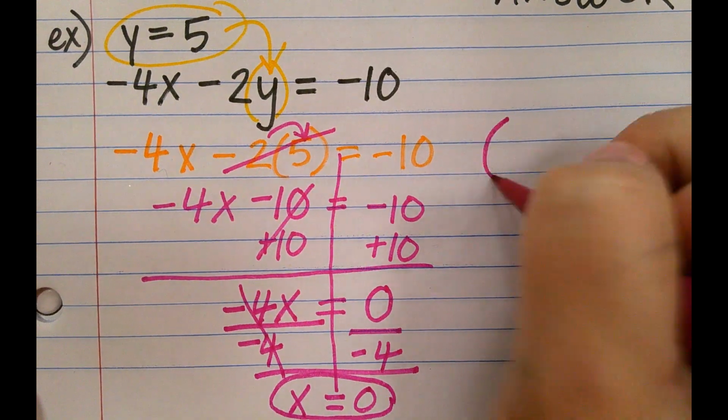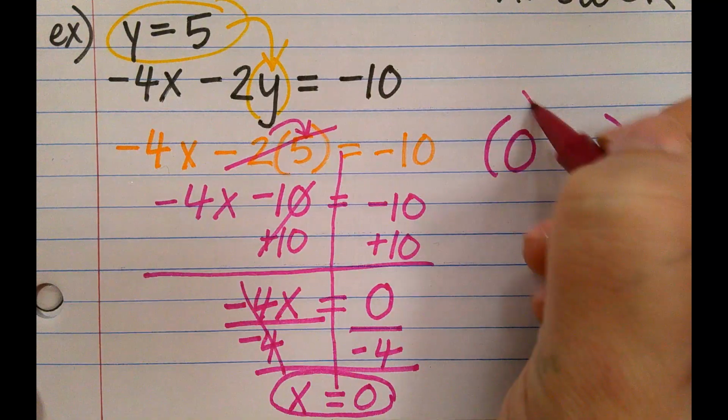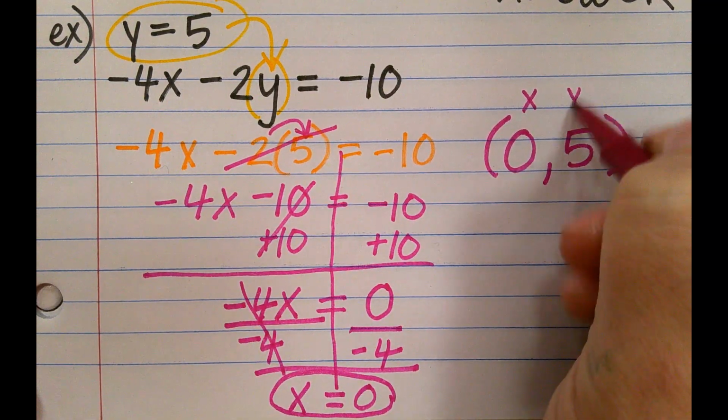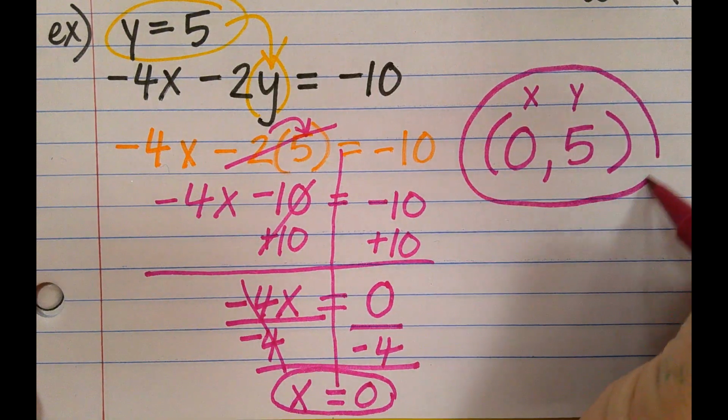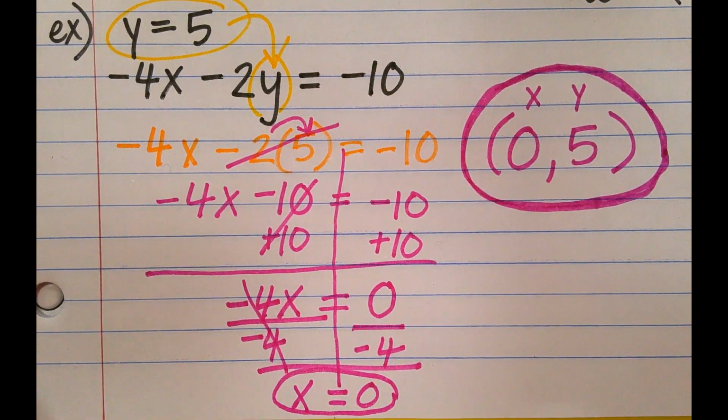So as a coordinate, what number comes first? 0. X comes first. And then 5. That's your y. Perfect. There you go. Okay, so that is our little introduction to systems of equations.